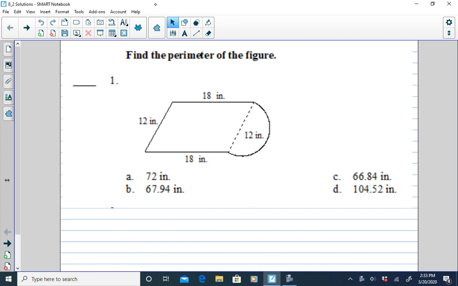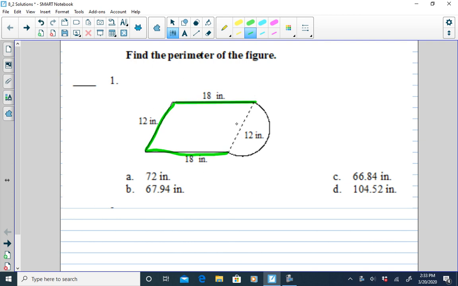Okay, guys, let's look at the problems that you had to do during this lesson. All right, first you're asked to find the perimeter of the figure. Now, the perimeter is simply the distance around the outside of the figure. So in this case, the perimeter would be this segment plus this segment plus this segment, right?